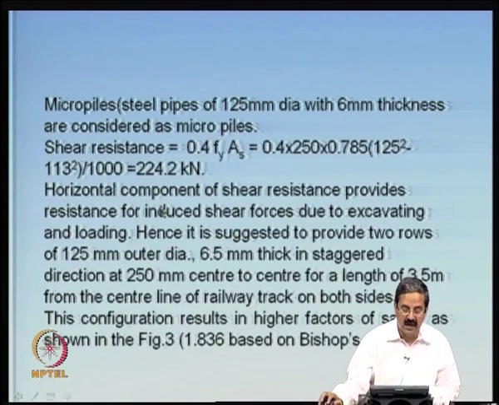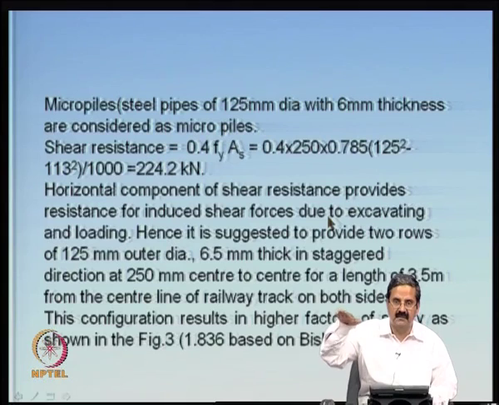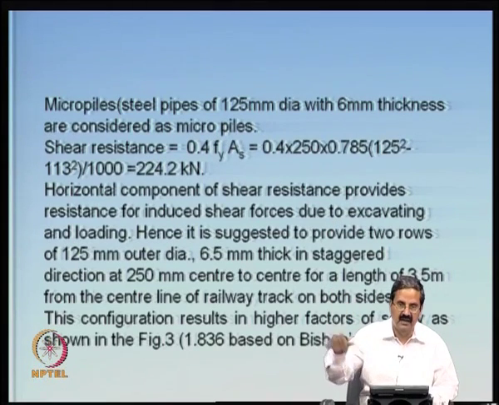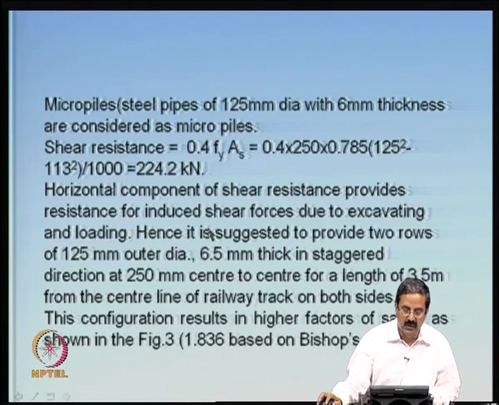So, the horizontal component of the shear resistance provides resistance for induced shear forces due to excavating and loading. The moment you start excavating, there is a tendency to fall, and also there is a load coming from the traffic. So, what I suggested was that you should have 2 rows of micropiles, with the length and diameter known, and when I made the calculations, it gave a factor of safety of 1.836 compared to 0.2 earlier.